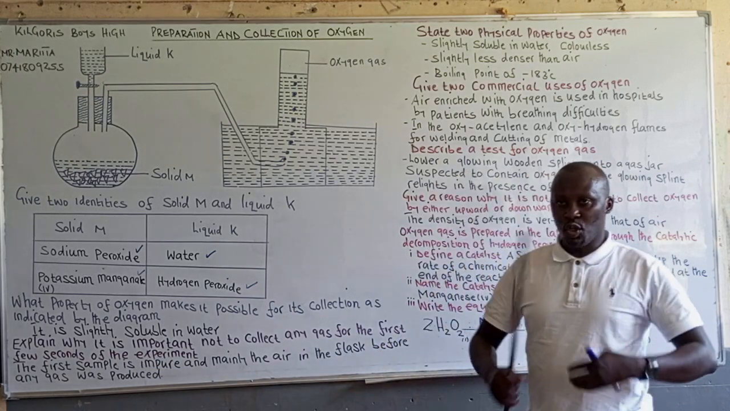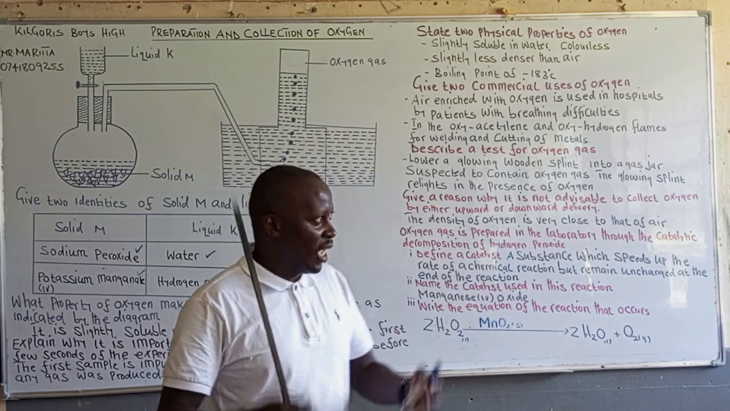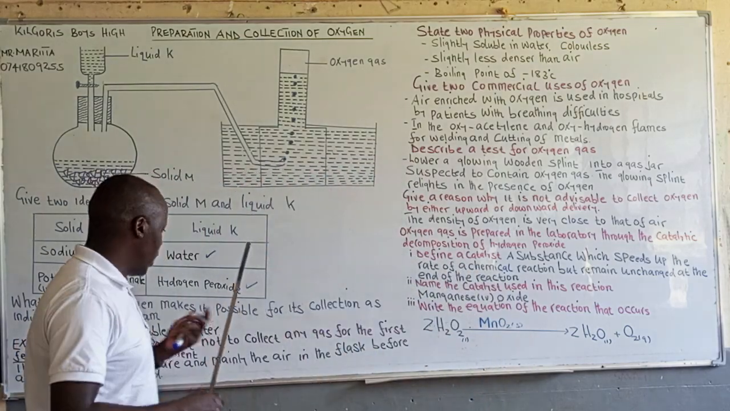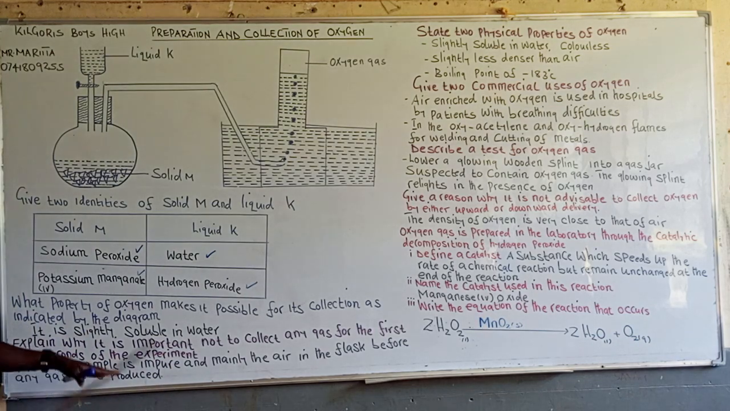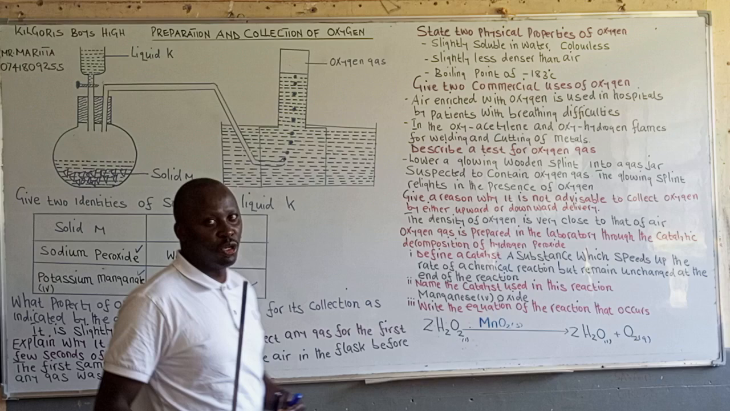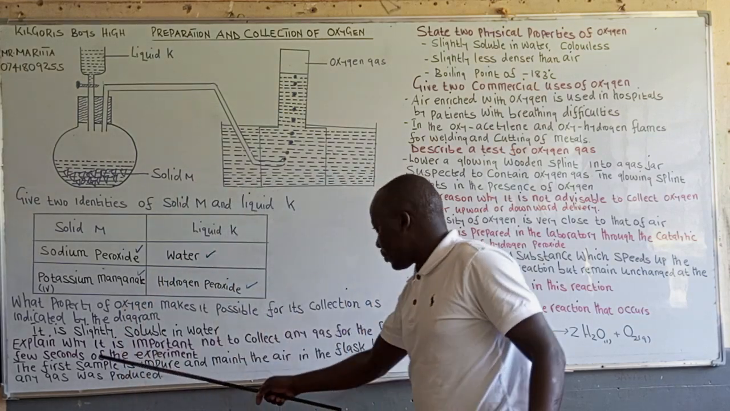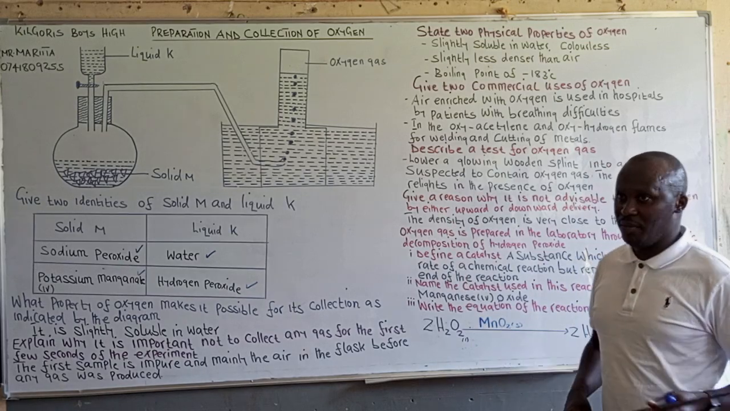Explain why it is important not to collect any gas for the first few seconds of the experiment. This is mainly because the first sample in the flask is mainly the air in the flask before any gas is produced. So that is why the gas is not collected for the first few seconds of the experiment.